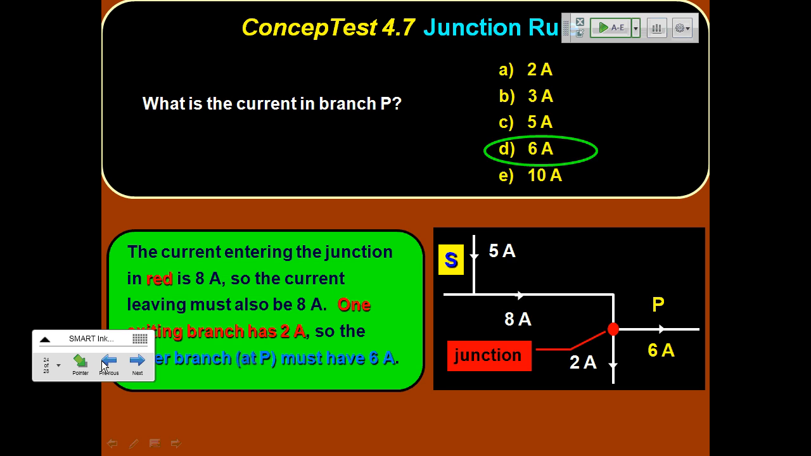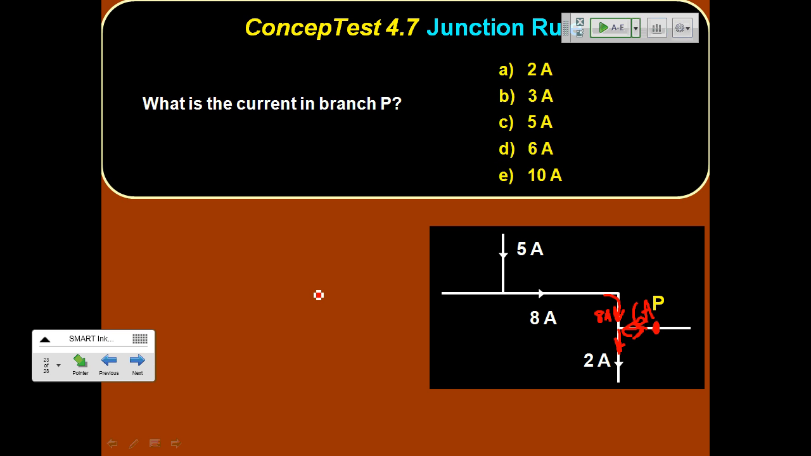Yeah, Andrew? What about the 8 amps? Well, I thought like 5 plus 8. Well, what is this current right here? That's 3. Right, so there's 3 amps here. So 3 and 5 come together and give you 8, and then the 8 splits into 6 and 2. So notice these numbers just represent the current in these particular wires. Okay. All right?